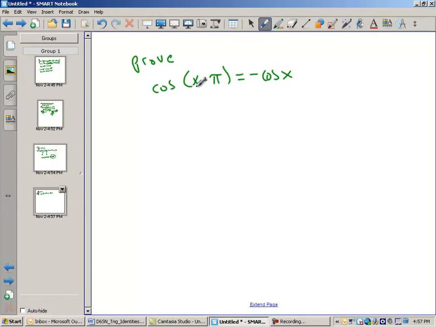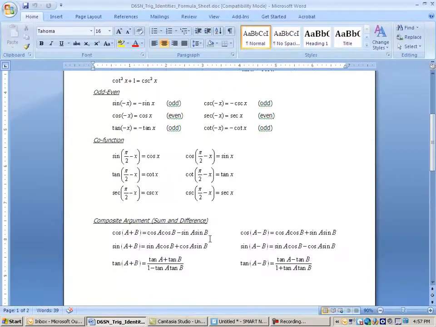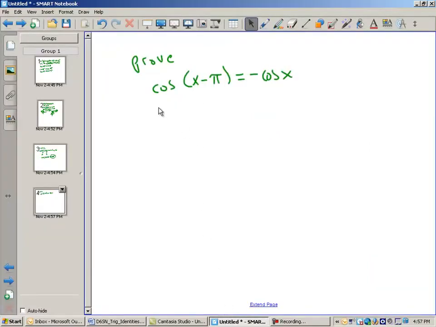This is the cosine of an angle minus an angle. So that is cosine of A minus B. I'm going to use this formula right here. So I'm going to expand the cosine of A minus B. And this is going to be the cosine of the first thing, that's your A, the x, and the pi is your B. So it's the cosine x times the cosine of pi plus the sine of x times the sine of pi.